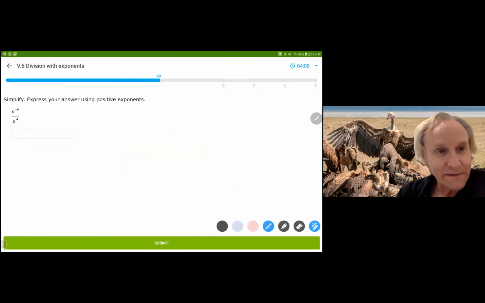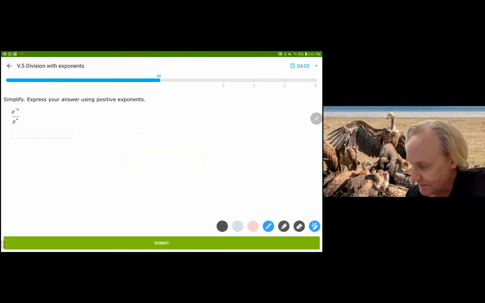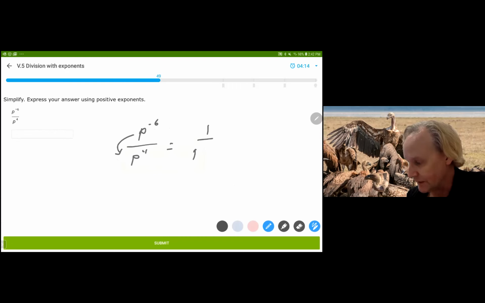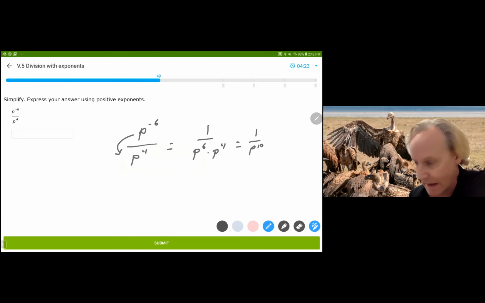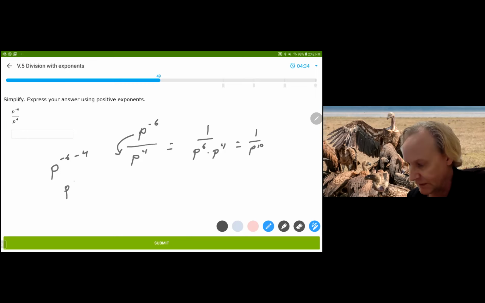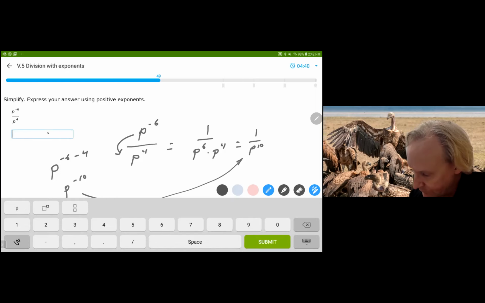Okay. This time we have to move the p to the negative 6 to the denominator. When you move it across the division line, you change the sign. So this is the same as 1 over p to the 6th times p to the 4th, which is 1 over p to the 10th. If you like, we could think of it as p to the negative 6 minus 4, and that's the way some people think of this. I'm dividing, so I have to subtract the exponents, and that is p to the negative 10, which of course is 1 over p to the 10th.